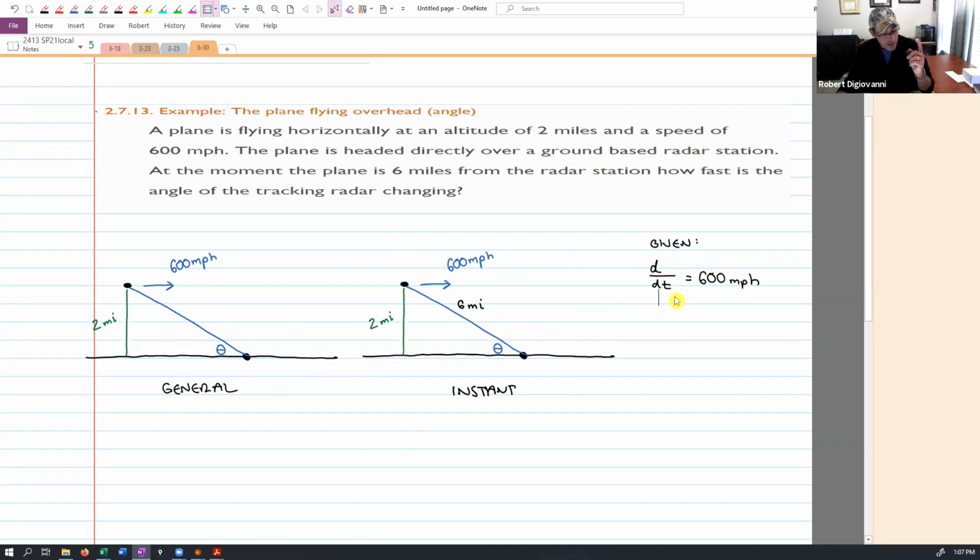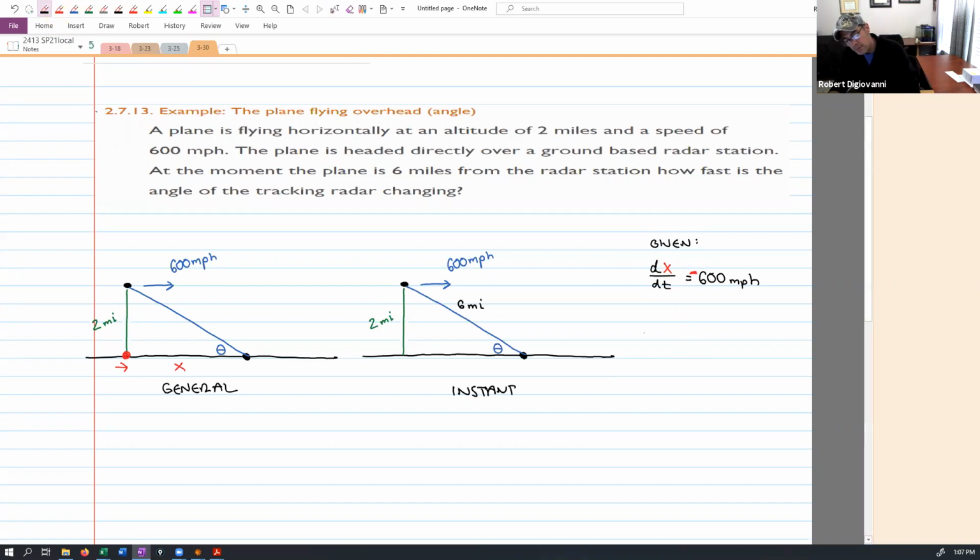So this is where last class, what we had to do is realize that if you imagine a point here at the bottom of this triangle, that point is also moving that direction at 600 miles an hour. So I called this side of the triangle X, and we said X is shrinking because X is getting smaller as the plane gets closer. So I changed this 600 over here to a negative 600 to represent the fact that it's getting smaller. And now I can call this dx dt.